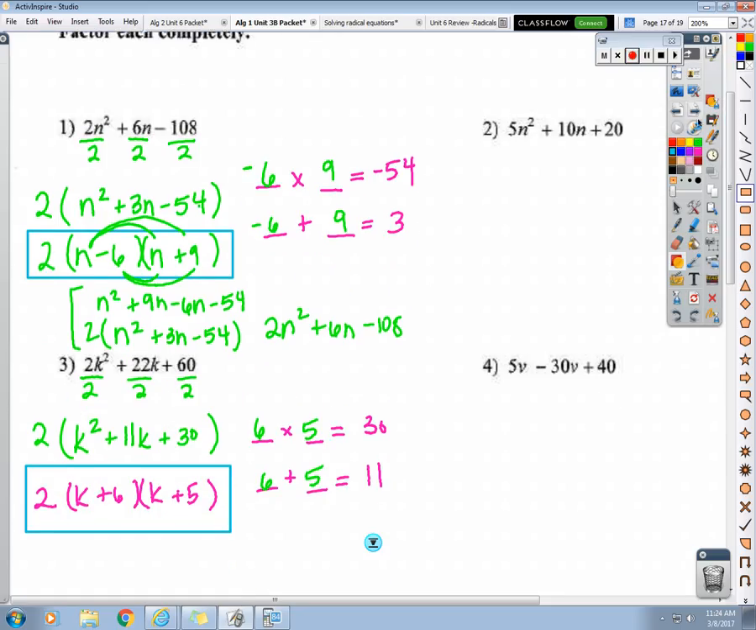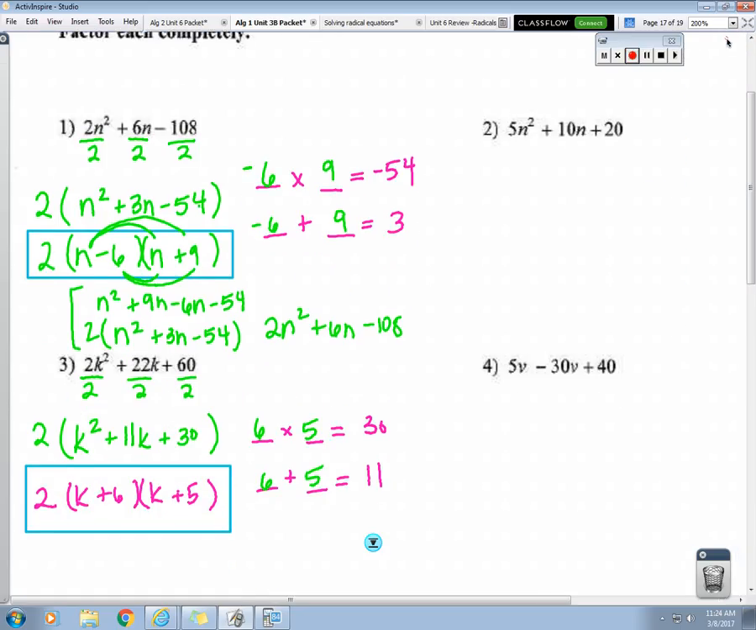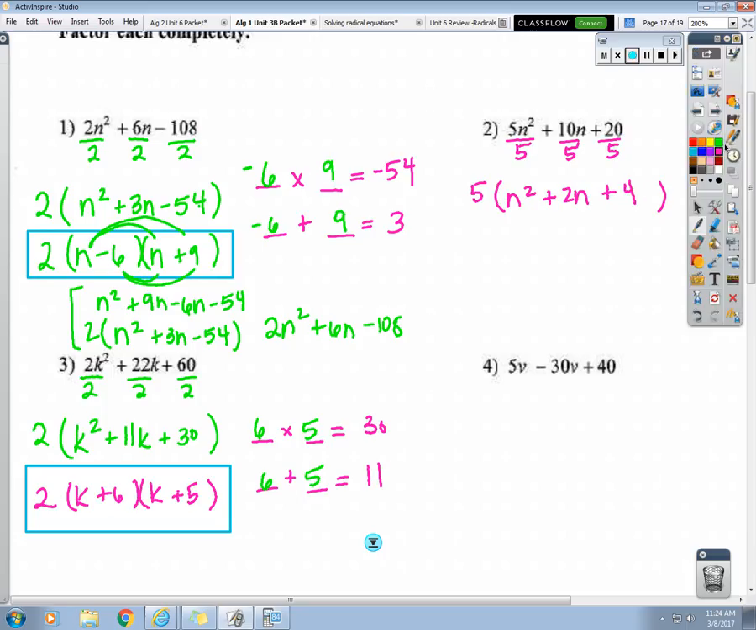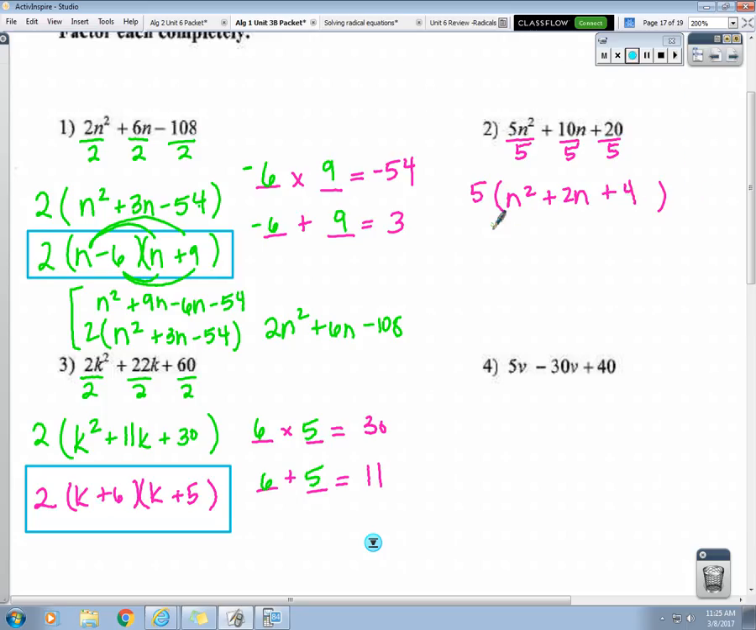Okay, number 2. This time, what is the leading coefficient? Is it also a GCF? Yes, because you can divide every term up there by 5 and get a whole number. What is 5n squared divided by 5? What is positive 10n divided by 5? And what is 20 divided by 5? Positive 4. So now we have a trinomial that we can bubble method, but don't forget to keep bringing down that 5. It has to be part of the answer.